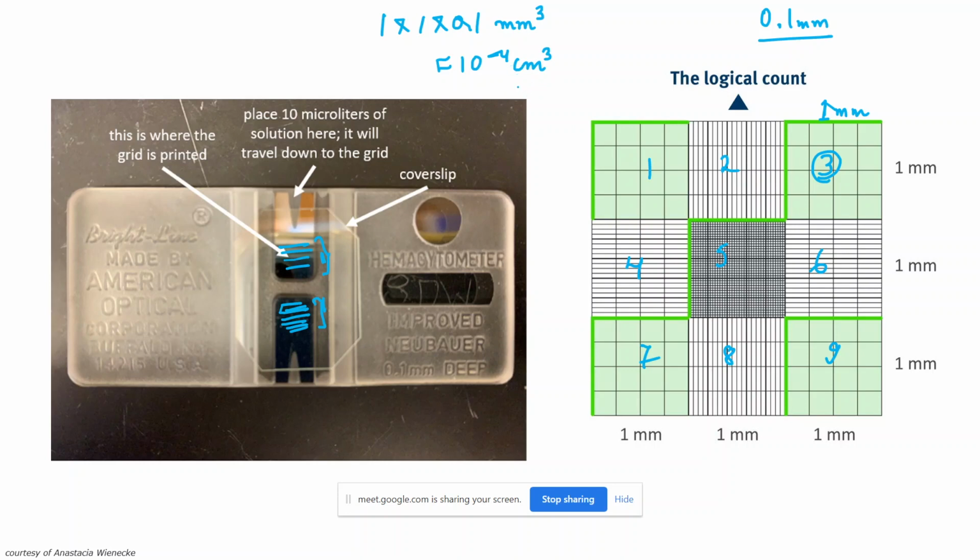Now 1 centimeter cube volume is approximately 1 ml. So here we have 10 to the power minus 4 centimeter cube, which means we have 10 to the power minus 4 ml. So this will be what? Here it will be 100 nanoliter. So each of these large squares has a volume of approximately 100 nanoliter.